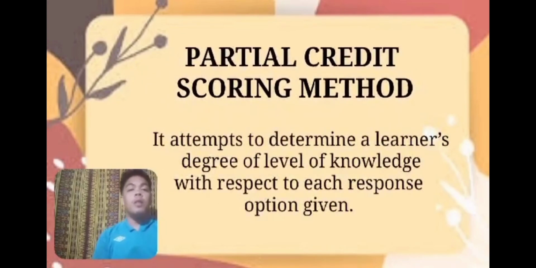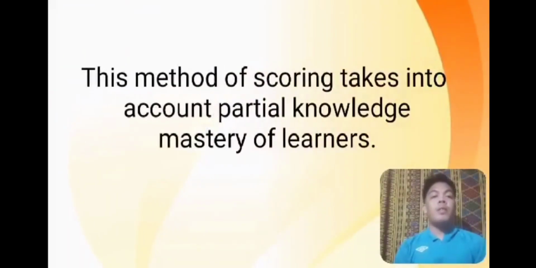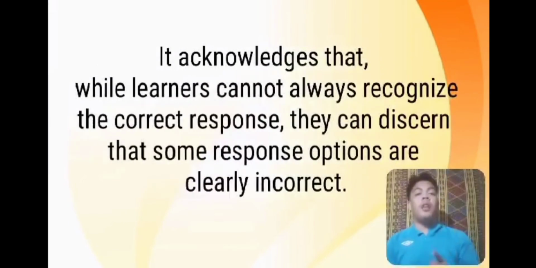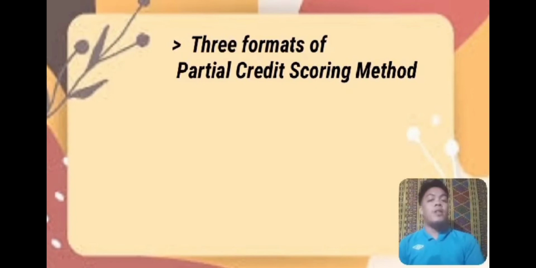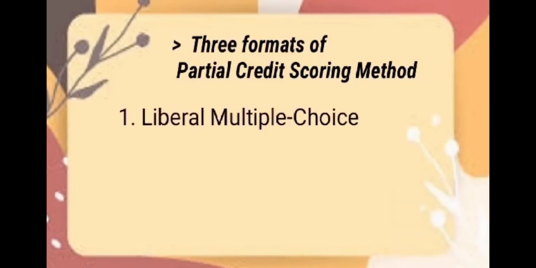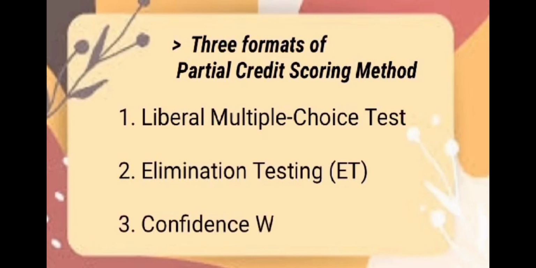Partial credit scoring attempts to determine a learner's degree or level of knowledge with respect to each response option given. This method of scoring takes into account partial knowledge or mastery of learners. It acknowledges that while learners cannot always recognize the correct response, they can discern that some response options are clearly incorrect. There are 3 formats of partial credit scoring method: the liberal multiple choice test, the elimination testing or ET, and the confidence weighting, or CW.